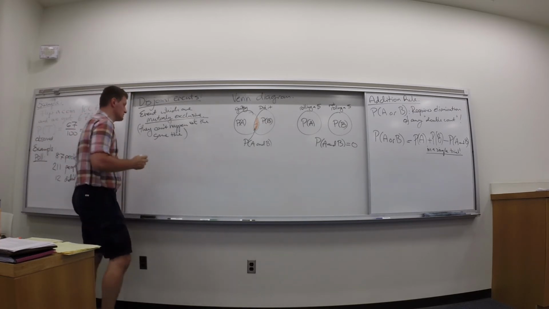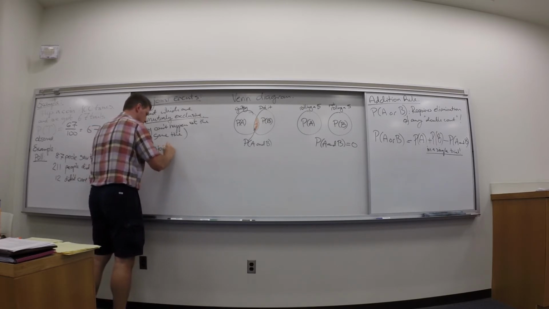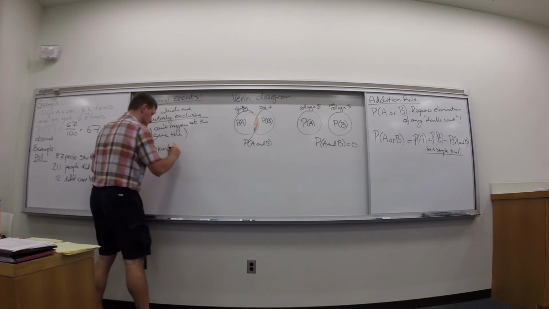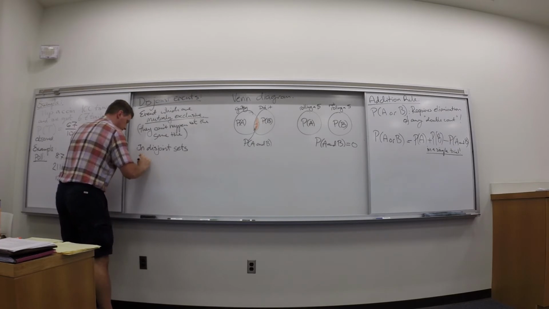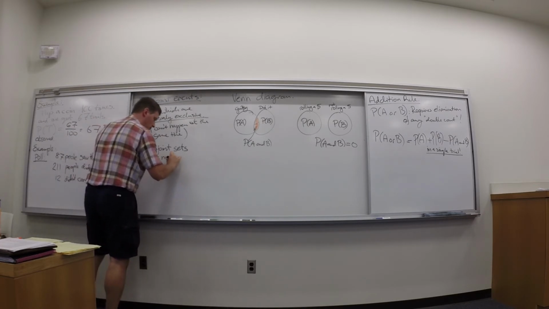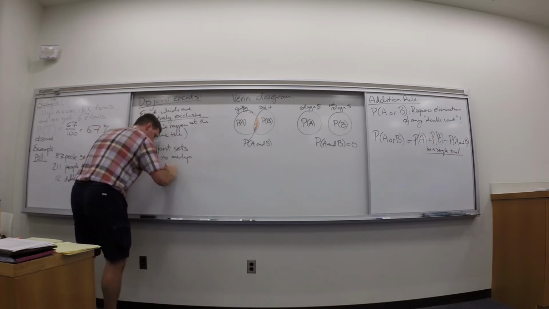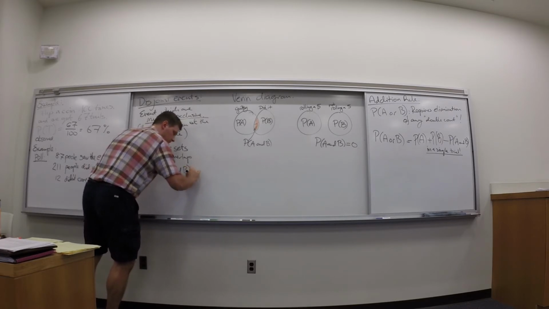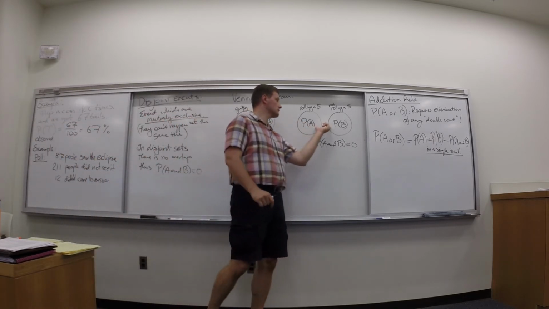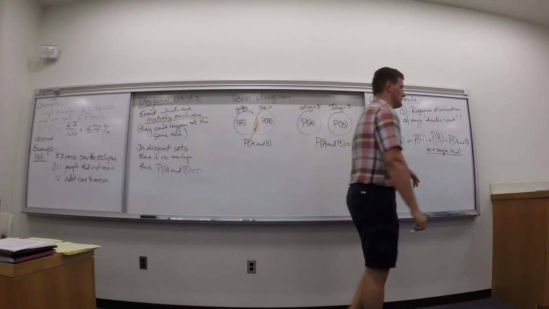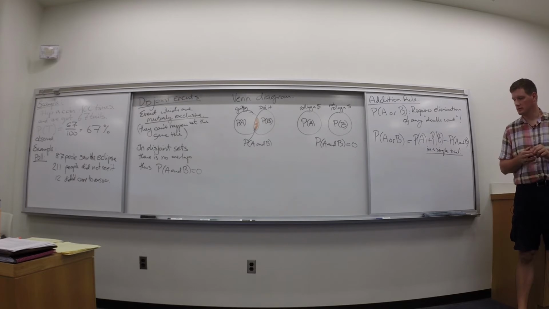So if we take a look at this, in this disjoint sense, there is no overlap. Thus, the probability of A and B is 0. So for example, rolling a 5 and not rolling a 5.